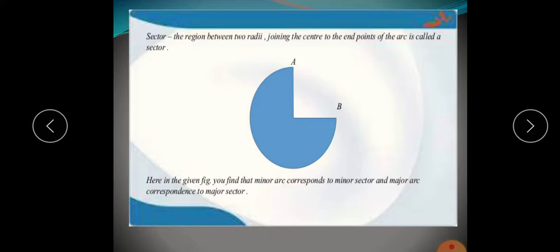So what is a sector? The region between two radii and the arc is called a sector. In the same way, this dark blue part is the major sector, and this is also a sector. And this quadrant of the circle, where we divide, is called a minor sector.